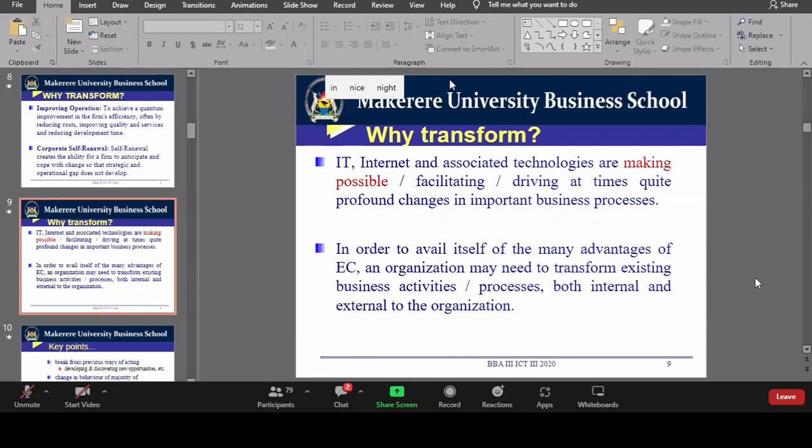Because if you read that statement, in order to avail itself of the many advantages of electronic commerce, an organization may need to transform existing business activities, both internal and external. We can take it. Thank you. You're thinking very, very fast.